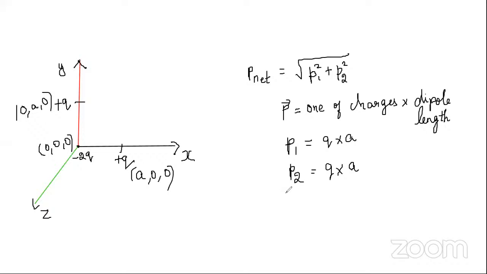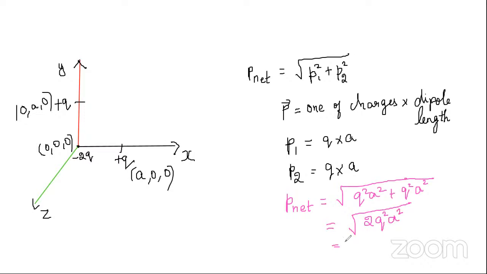Now you have to find out P1 squared plus P2 squared. So the net dipole moment P net is given by root of P1 squared plus P2 squared. That means Q squared A squared plus Q squared A squared. So what will you get now? You will be getting 2 Q squared A squared. So this will be root 2 into Q into A. This is the net dipole moment.